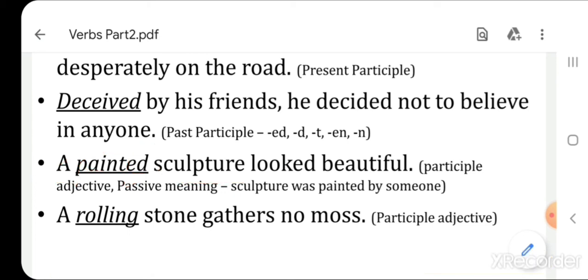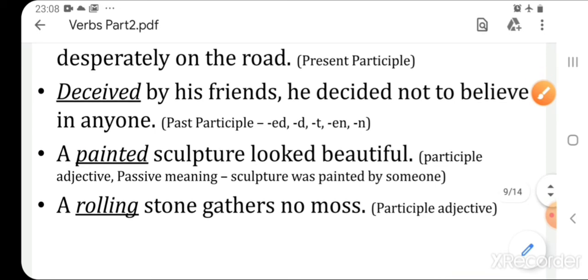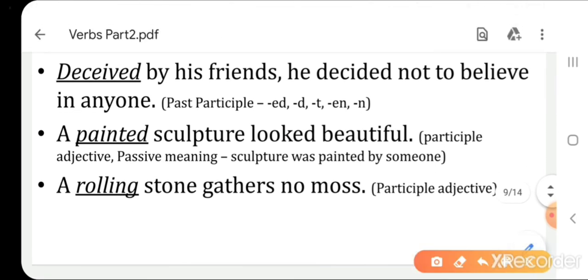Now, the next example is, a rolling stone gathers no moss. A rolling stone. Now, stone is a noun, rolling is an adjective, it's a present participle. A rolling stone means the stone itself is moving, itself is rolling. So that has an active meaning, active voice meaning.